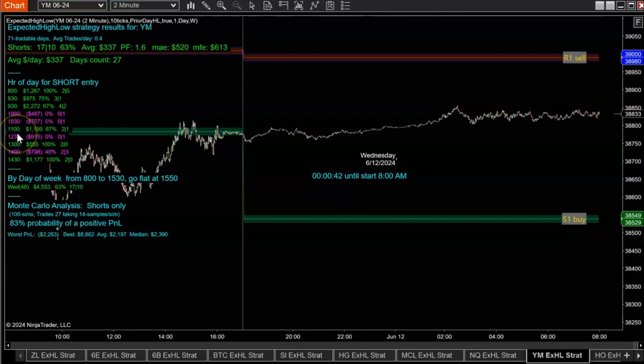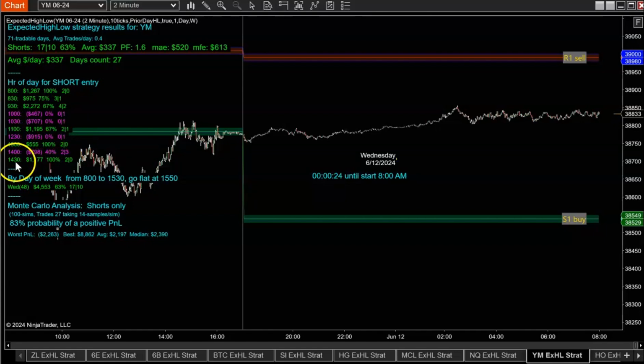Now, we don't see any trades that occurred between 11:30 and 12:30. So for that hour, the market has not hit R1 between those times. So there you go. That's a summary.